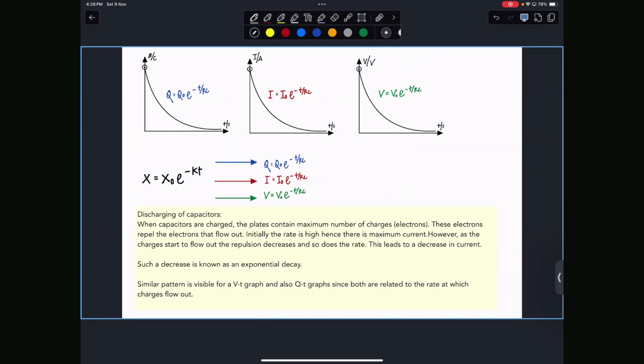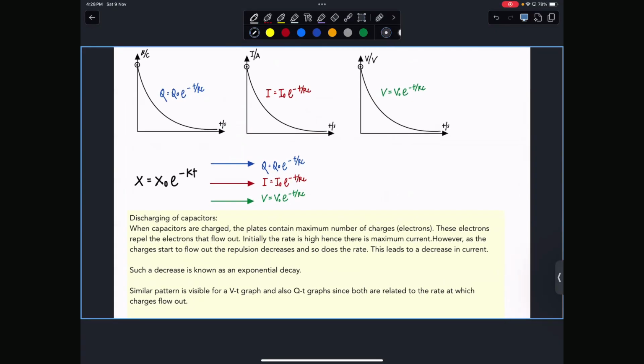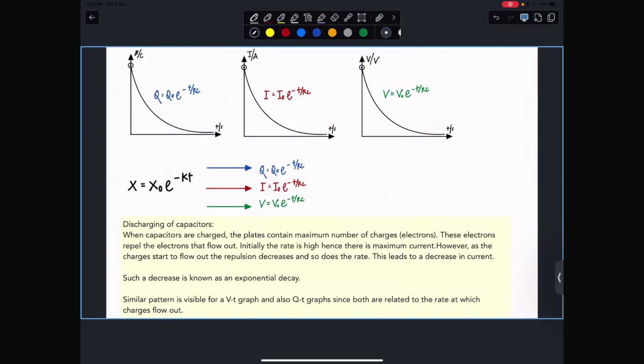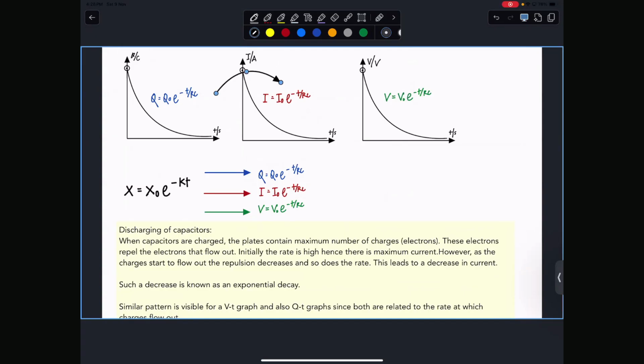Right, so these are the three equations. I'll add a side note here. See how we got from here to there.